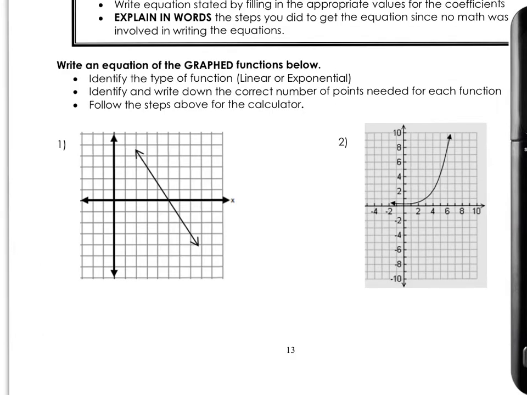Okay, so these examples together, this says to write an equation of the graphed function below. Identify the type of function, whether it's linear or exponential, and then write down the correct number of points needed and follow the steps to calculate the exponential or linear regression, depending on which type of function it is. So in this first example, this has a constant rate of change, so I can see this is a linear function. That means I'm going to need 2 points, since there is only one equation that will go through those 2 points on a linear function.